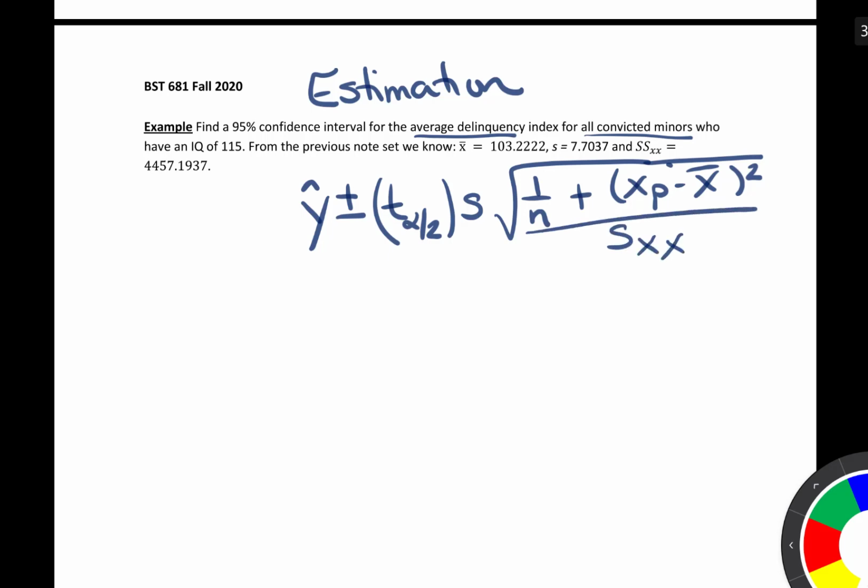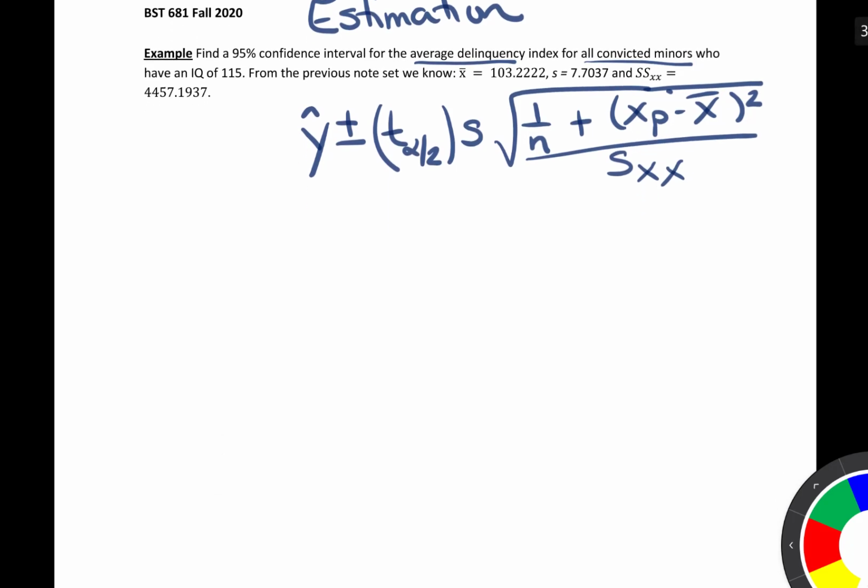Most of these values we have found previously. I have them up top. The only one that is new is the x_p, and the x_p is the value we want to predict or to estimate at. So in this case, it'll be the IQ of 115. Now, one thing to notice is that critical value, that t alpha divided by 2, is still going to come from a t distribution with n minus 2 degrees of freedom. In this case, that will be 18 minus 2, or 16 degrees of freedom.